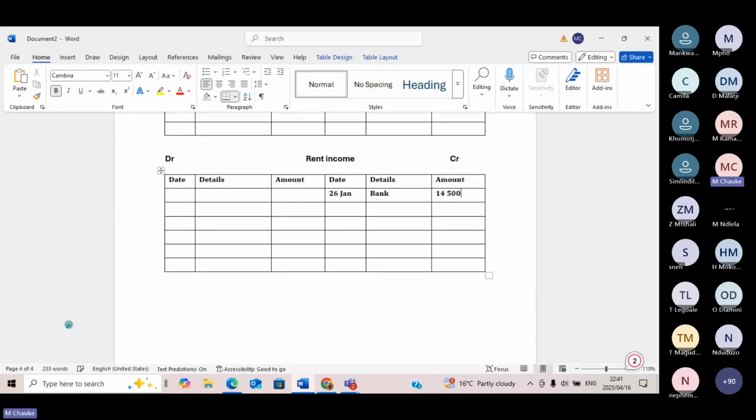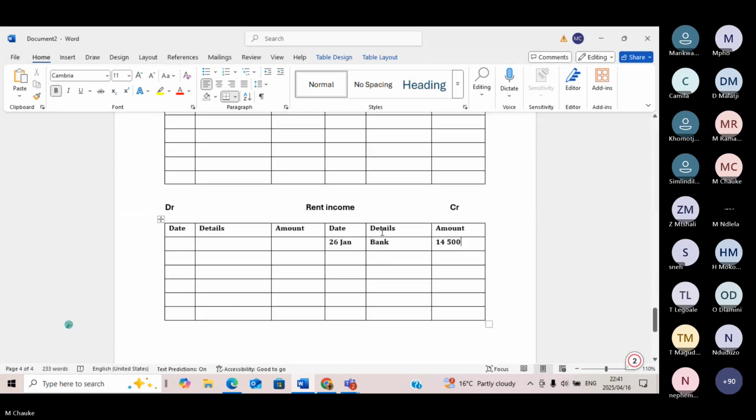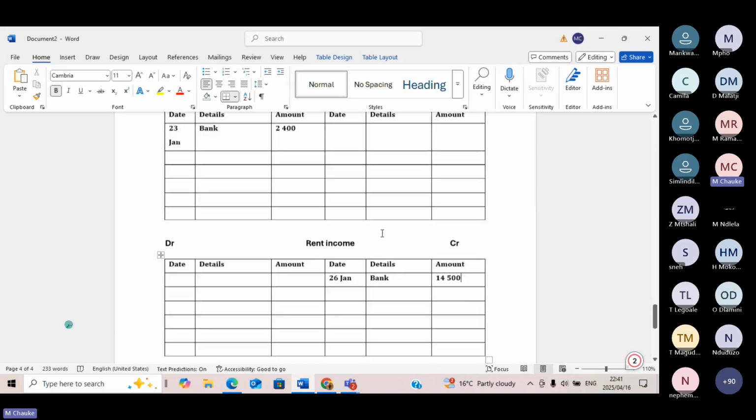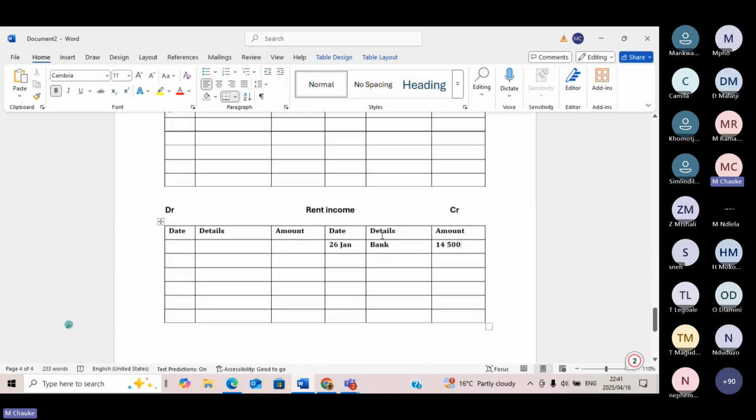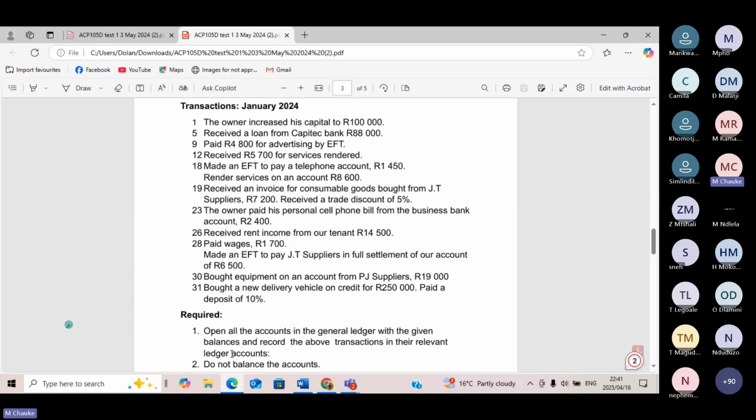Do you think this is difficult? So that is how you record the transaction that happened on the 26th. And then let's go to the next transaction. The next transaction happened on the 28th. We've got two transactions on the 28th.